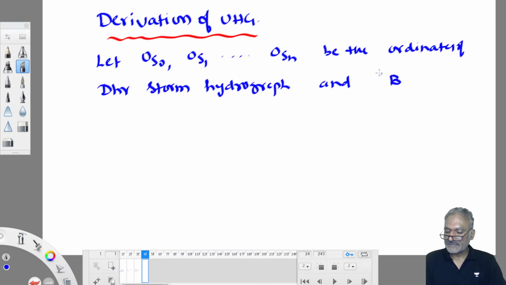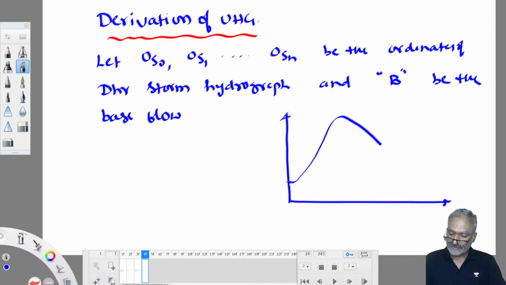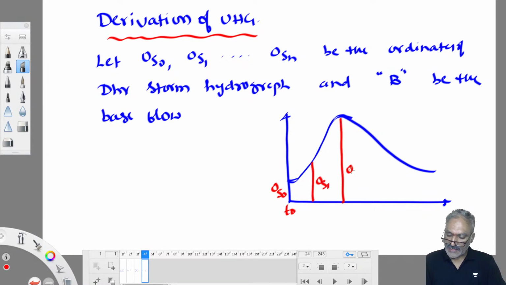And B be the base flow. This is known to you. So the storm hydrograph represents a real storm. That hydrograph is given in terms of ordinates. The first ordinate is OS0 at time T0, the second ordinate is OS1, the third is OS2, and like this many ordinates are given up to OSN, at times T0, T1, T2, up to Tn. And B, the base flow, is also given to you.